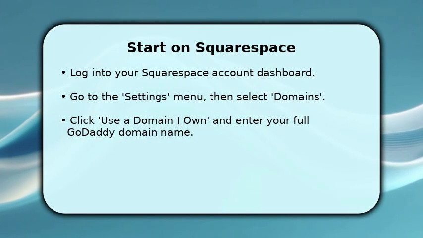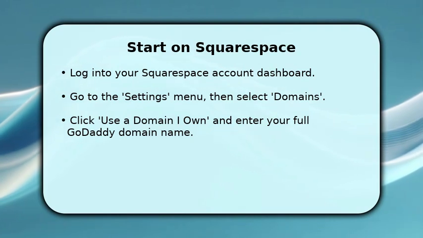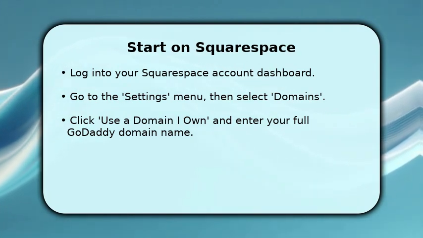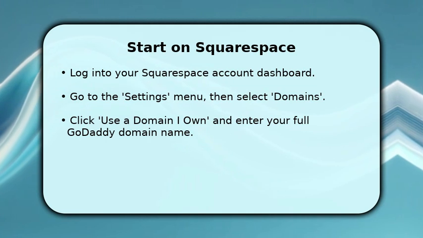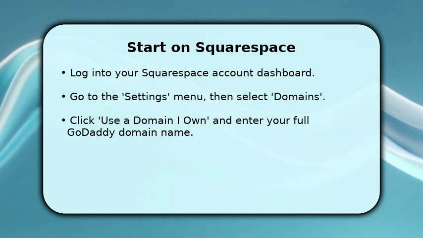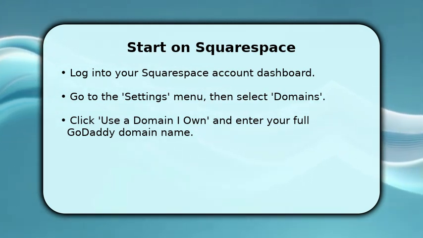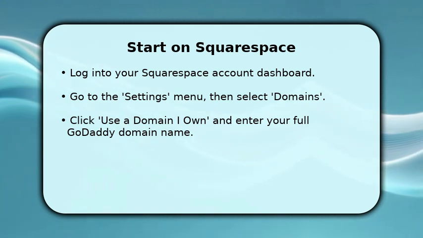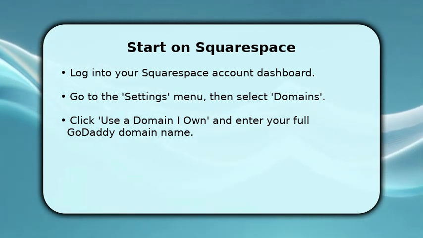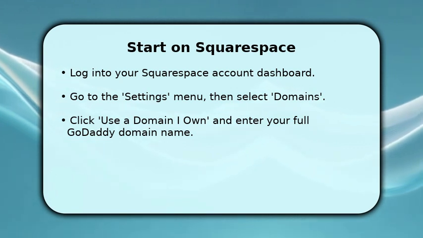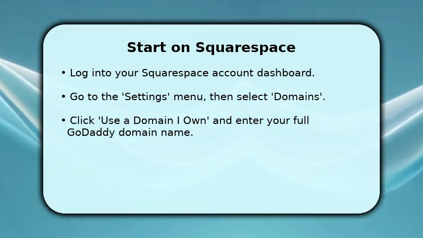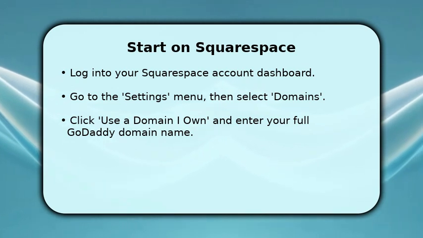To begin, log into your Squarespace account and head over to your site settings. From there, you will find the Domains option. Click on Use a domain I own and carefully type in your complete GoDaddy domain name. After entering your domain, select Connect Domain and then choose GoDaddy as your domain provider. This action will prompt you to sign into your GoDaddy account to authorize the connection.